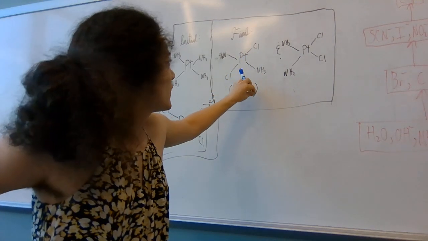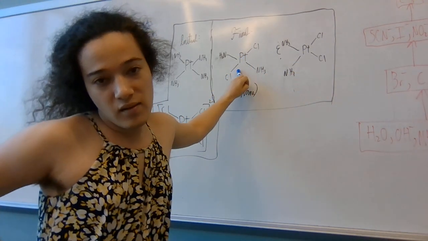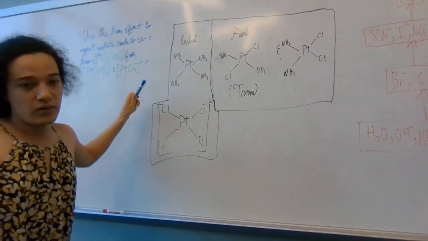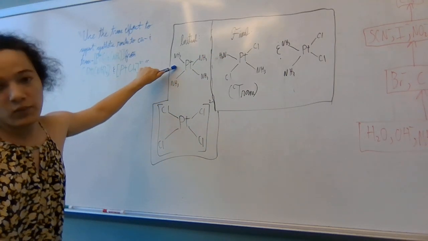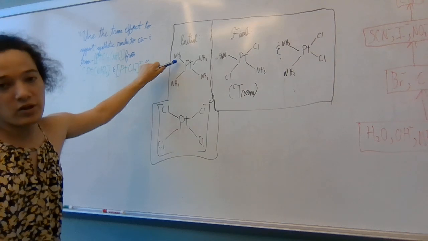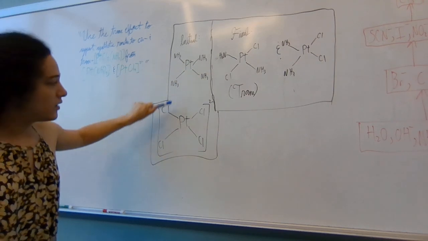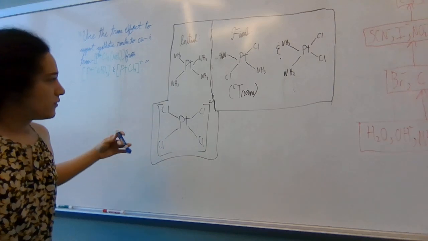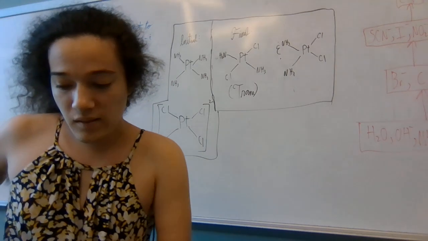cis and trans platinum from a starting material of this platinum, a square planar platinum with a bunch of ammonia groups, and the same thing but with chloride groups. So, what is the trans effect?